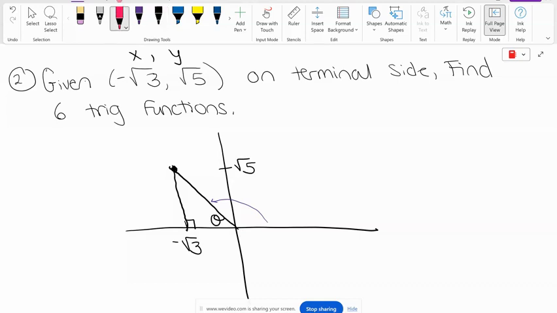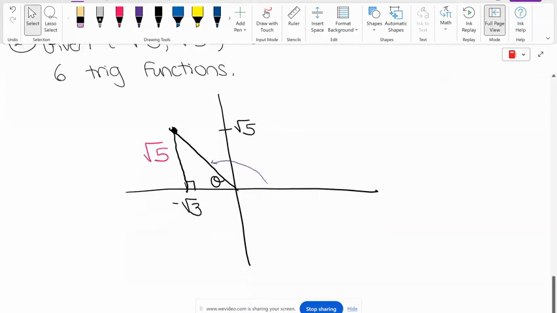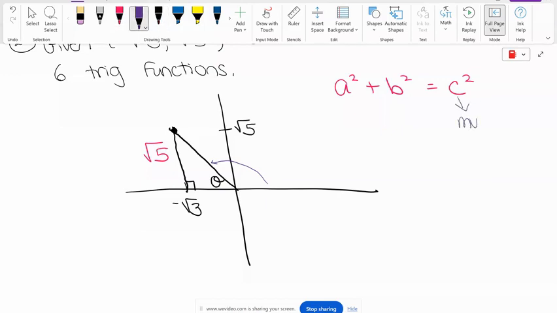Do we all agree our height is root 5 and our x base is negative root 3? Right, so now what we want to do is just use the Pythagorean theorem. So we need to find the hypotenuse. A squared plus b squared equals c squared. When you're using the Pythagorean theorem, it does not matter which side you call A. It does not matter which side you call B. But what does C have to be? Must be hypotenuse. Yep.